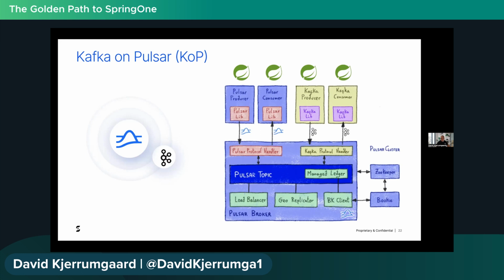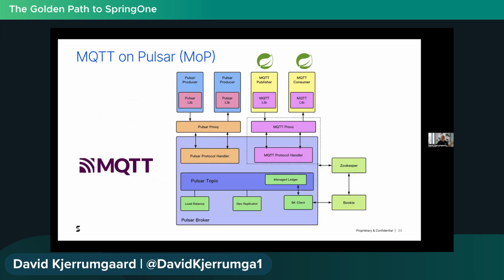You can have applications using the Kafka client right into this topic, ones that are using the Pulsar client right to this topic, and they can receive messages from one another. And again, it's transparent. It's just another layer that allows you to plug in whatever protocol you want. Any future protocols that come in, they can just be plugged in as well.